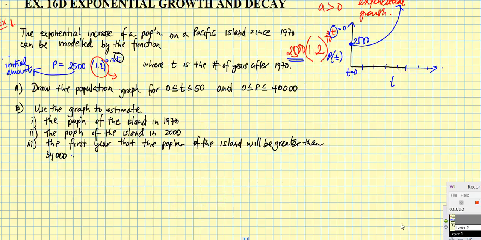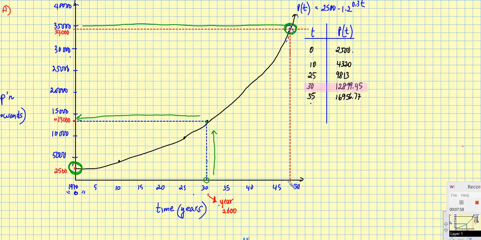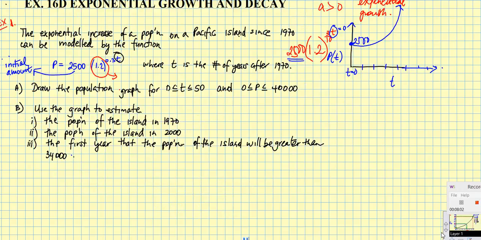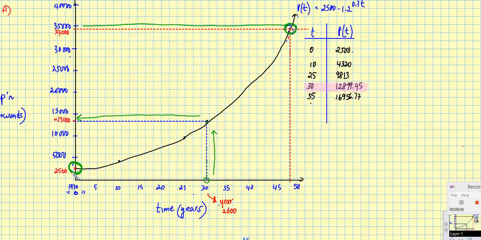Let's see what the actual graph said. It said to go from 0 to 50, and I did that. I went along the x-axis from 0 to 50, going up by 5s. And then it said to go from 0 to 40,000, and I decided to go up by 2500s on this. So I went up to 2500, 5000, 7500, 10,000, etc. So I went up by 2500.